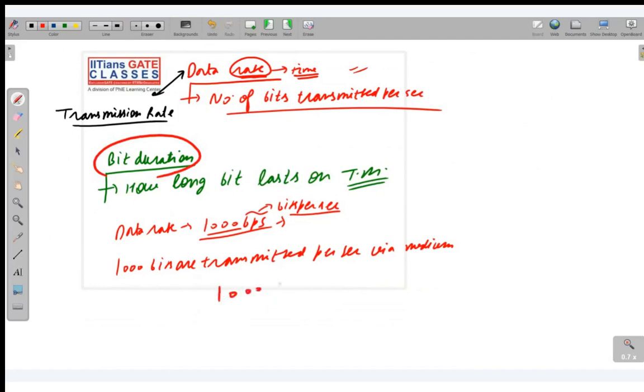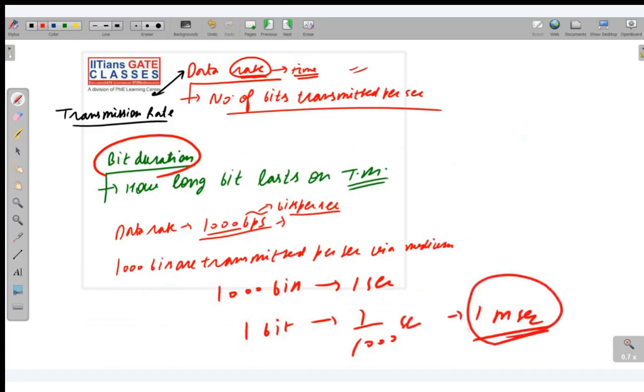1000 bits are transmitted in 1 second. So one bit is transmitted in 1/1000 second, that is 1 millisecond. So for 1 millisecond, one bit lasts on transmission media. Okay. I think you have got it now.